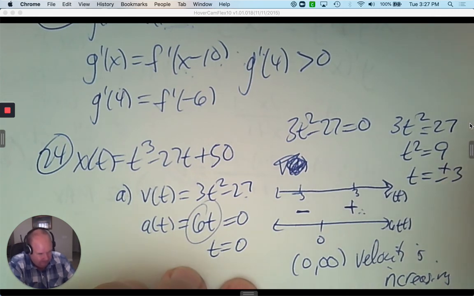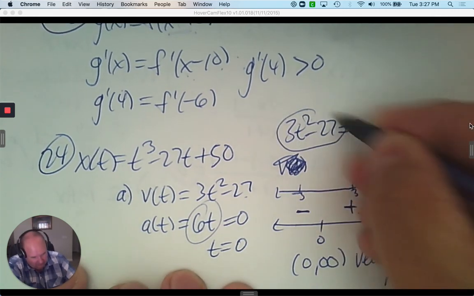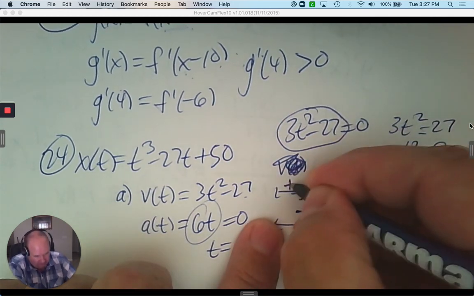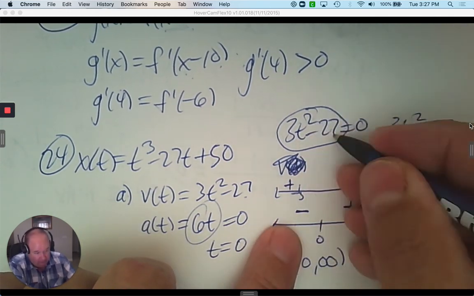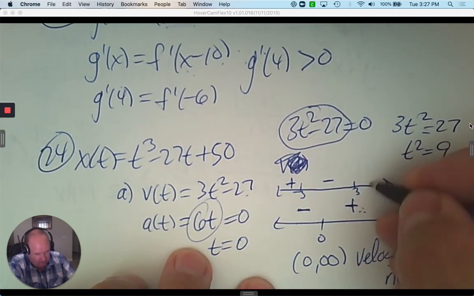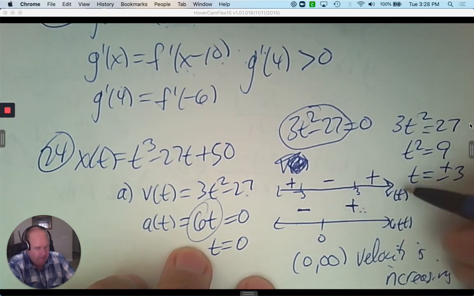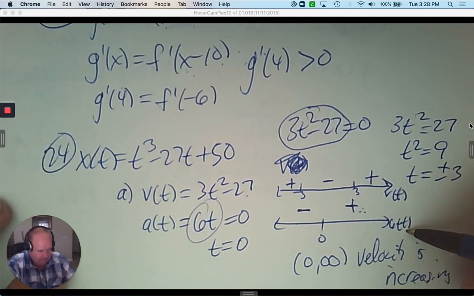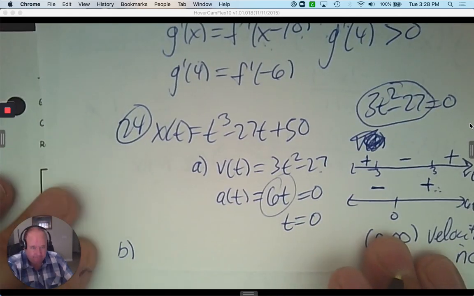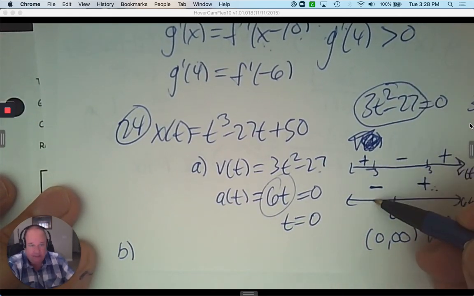Now, if I go back into here and plug in a number smaller than negative 3, the answer is positive. Plug in 0, the answer is negative. Plug in a number bigger than 3, the answer is positive again. So I have a velocity and acceleration. So for part B, I'm looking for where the signs match. So notice positive and negative don't match.